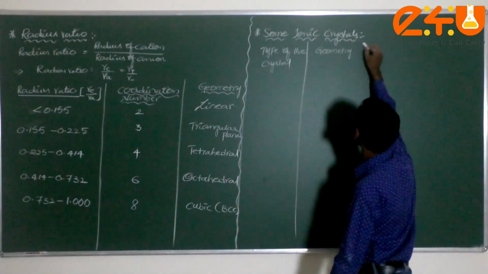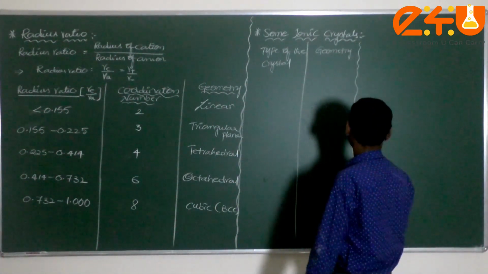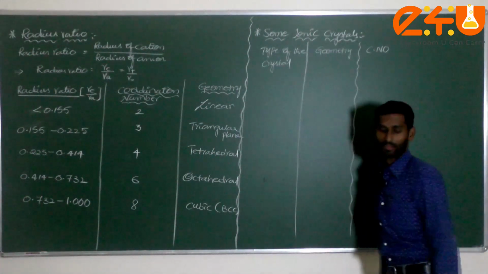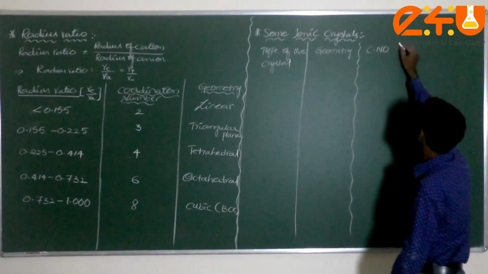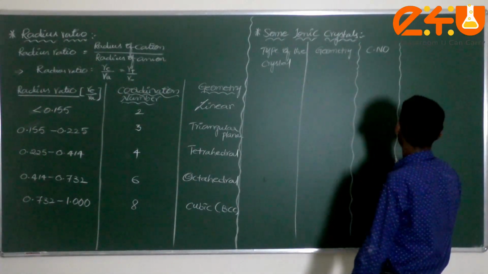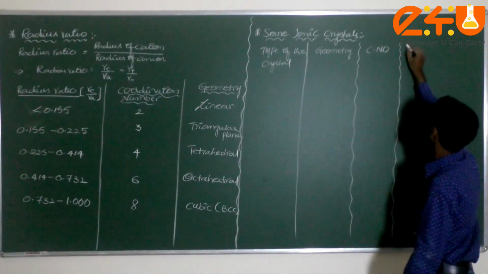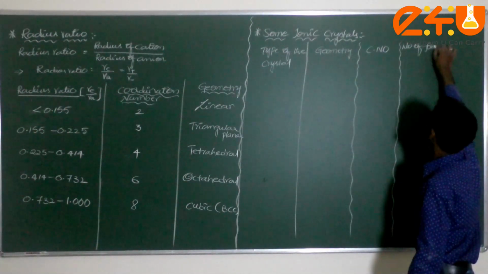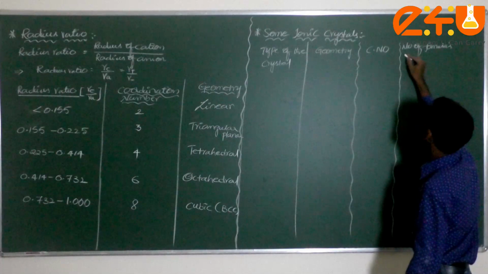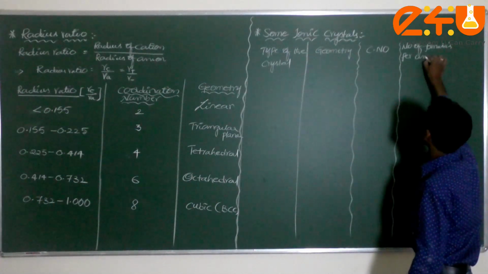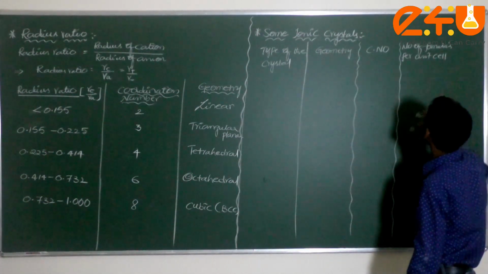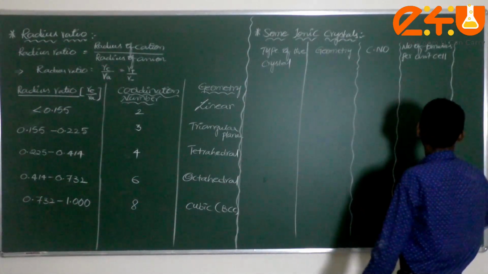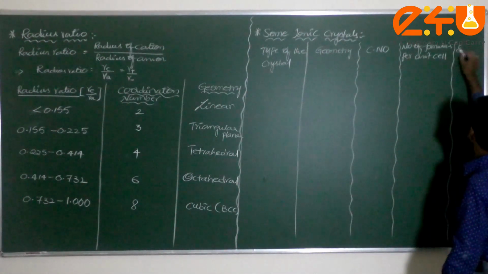Next, what is the coordination number? Next, the number of formulas per unit cell. What is the number of formulas per unit cell? And finally we can consider an example.